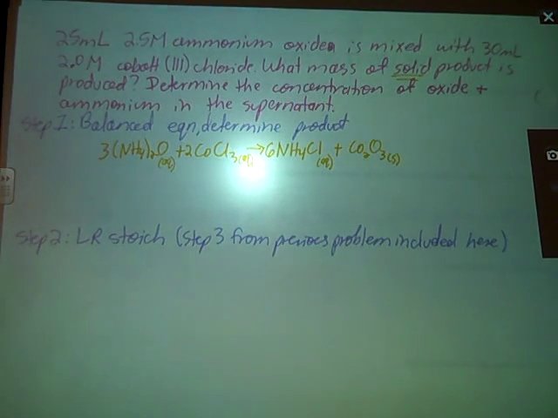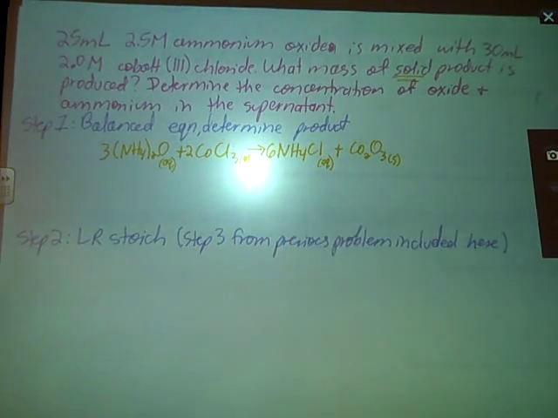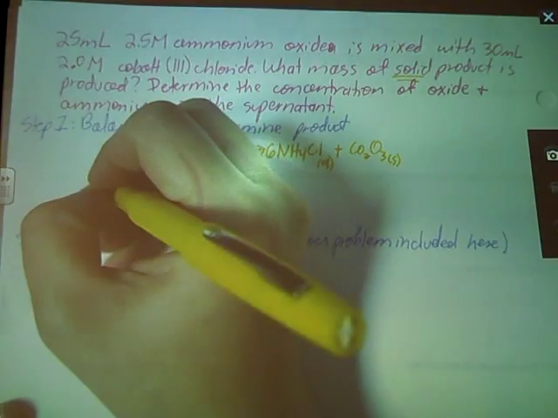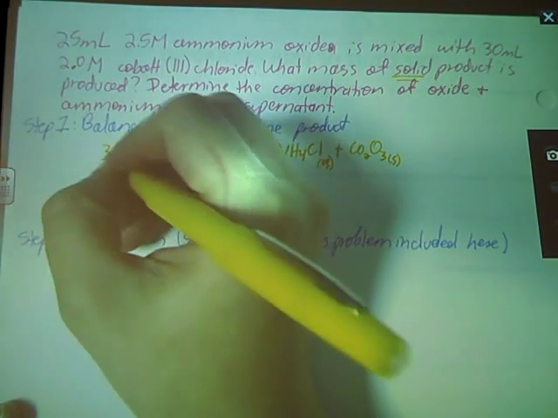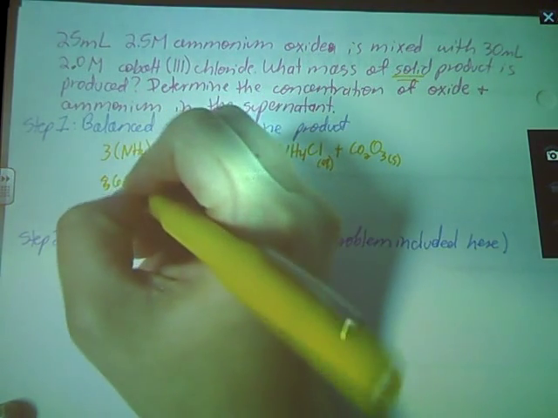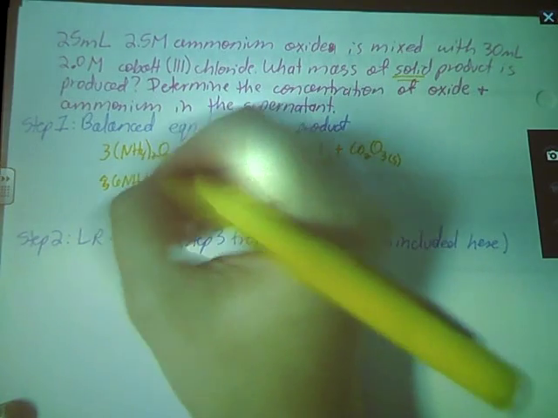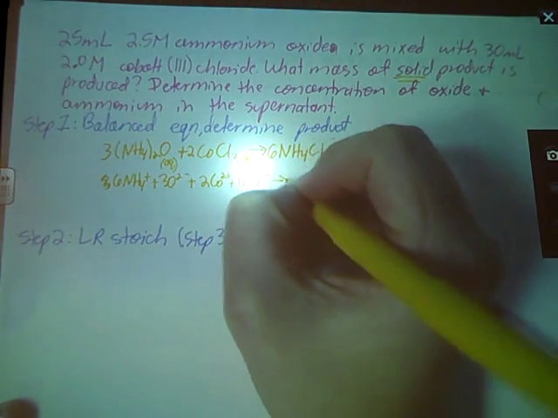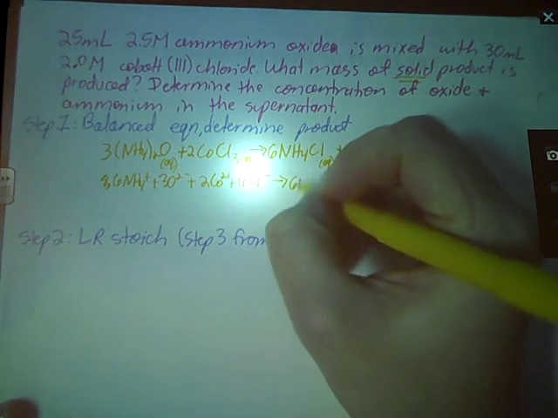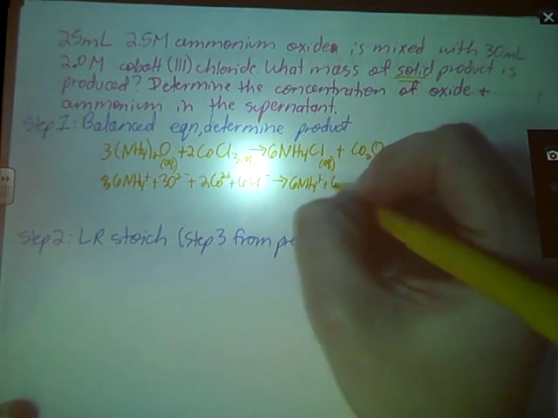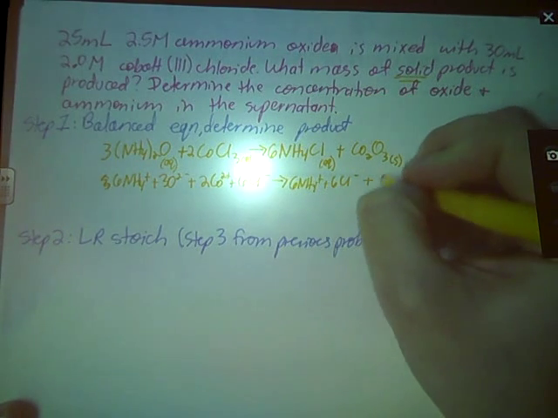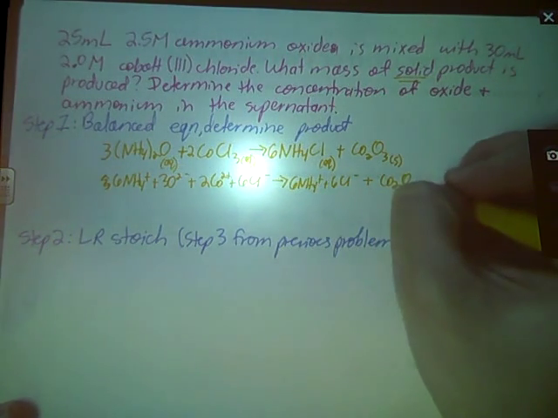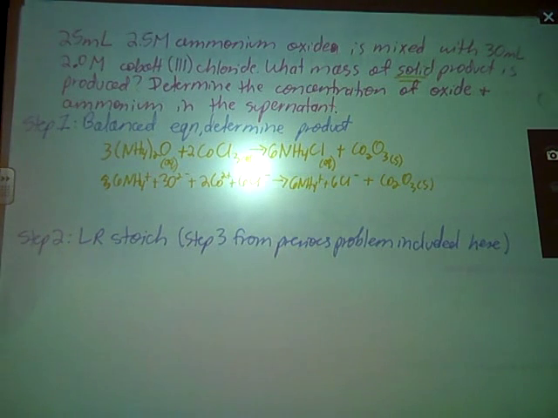Let's go ahead and write the net ionic equation here just for good practice. Remember, anything with an AQ behind it is going to get split into its ion pieces. So 6, so 3 sets of 2, NH4 plus, 3 oxides. We got 2 cobalts and 6 chlorides. Here's another AQ, 6 ammoniums, 6 chlorides, and then my cobalt oxide, which I cannot break apart. This is the complete ionic equation.